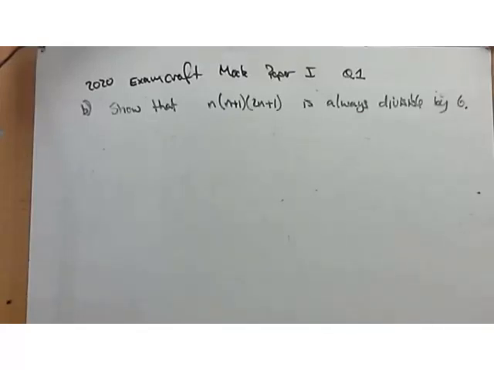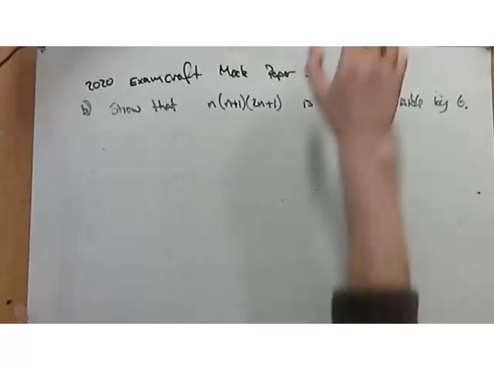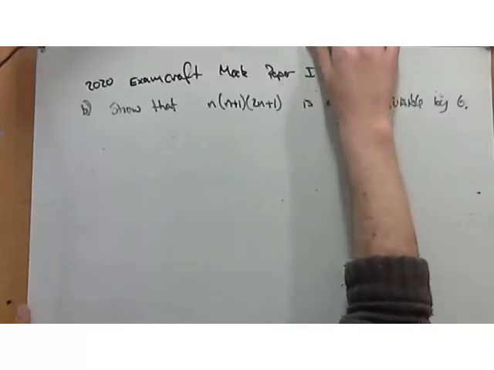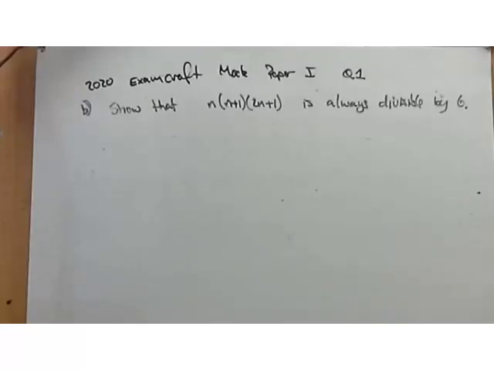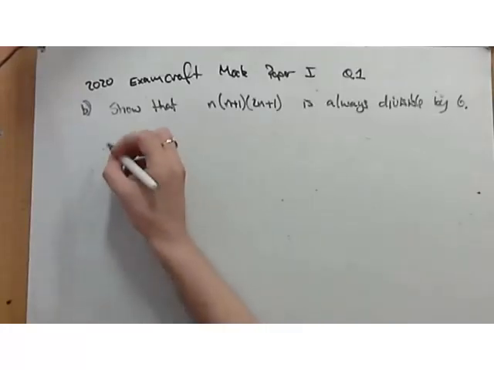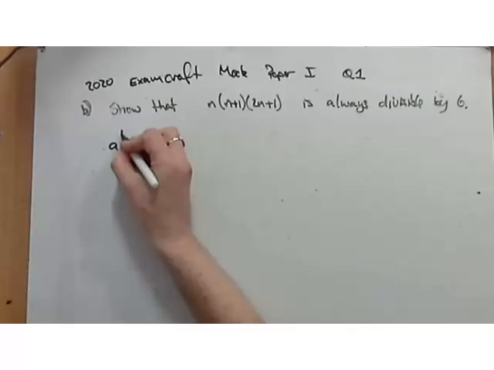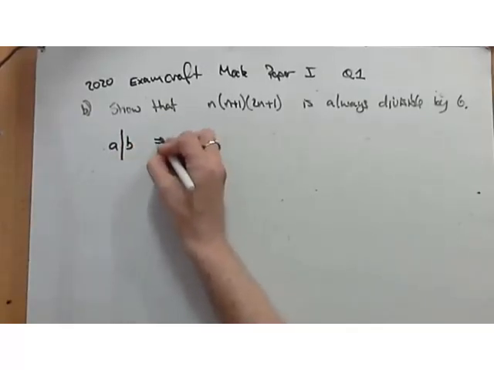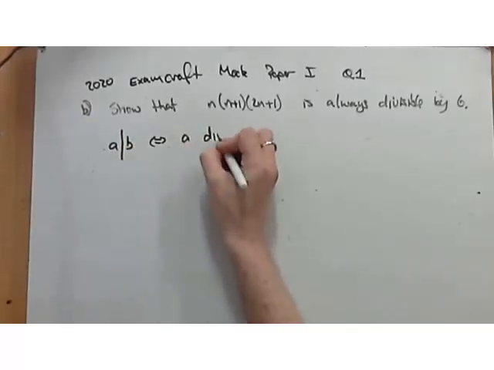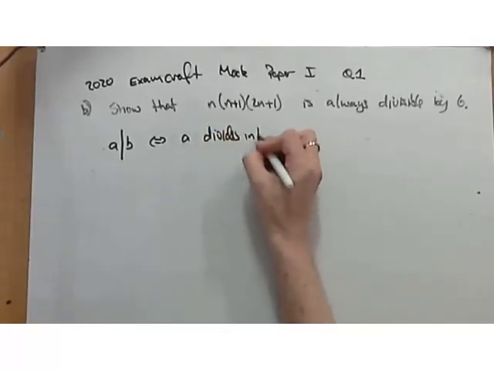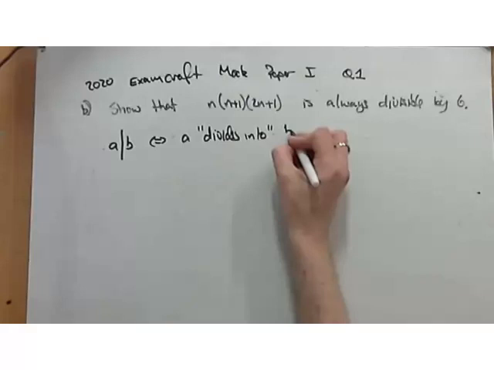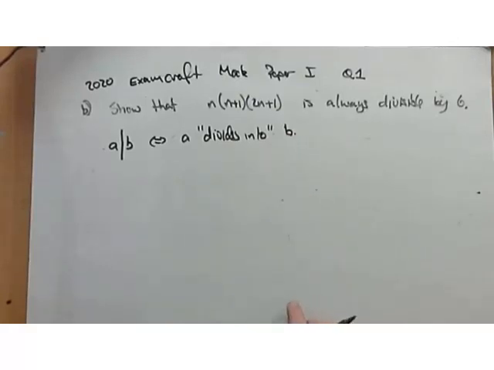And we're going to go through step 1, step 2, and step 3. But first of all, I'm just going to make it a bit easier for the examiner to understand me. I'm just going to define a couple of things before I start. What I'm going to say is this. I'm going to say that A line B means A divides into B.